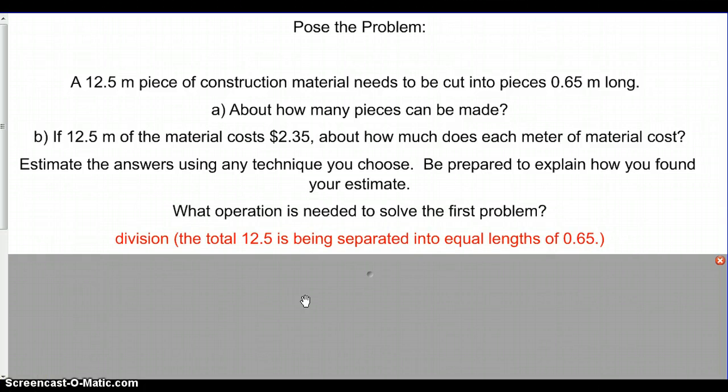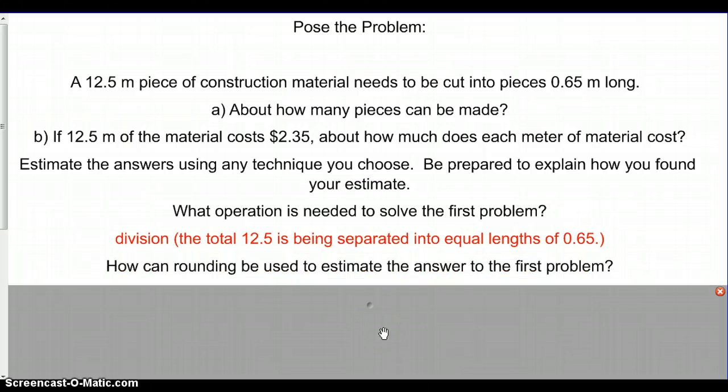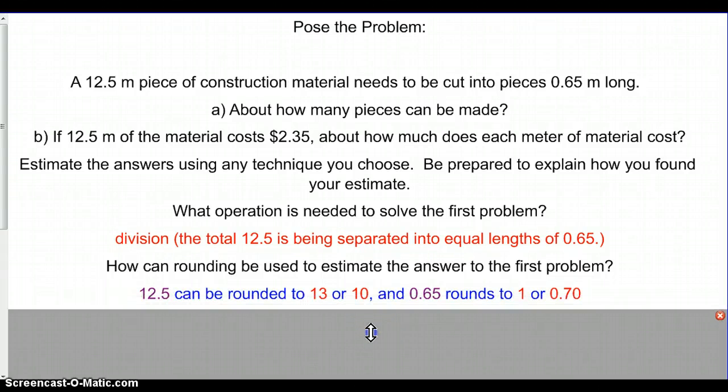What operation is needed to solve the first problem? Division. The total 12 and 5/10 meters is being separated into equal lengths of 65 hundredths meters long. How can rounding be used to estimate the answer to the first problem? 12 and 5/10 can be rounded to 13 or 10, and 65 hundredths rounds to 1 or 70 hundredths.